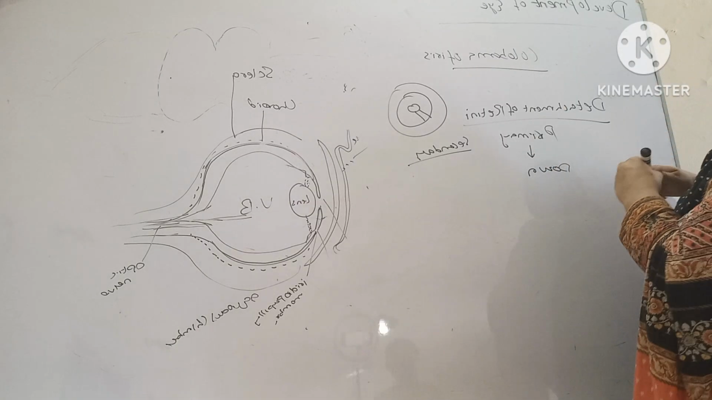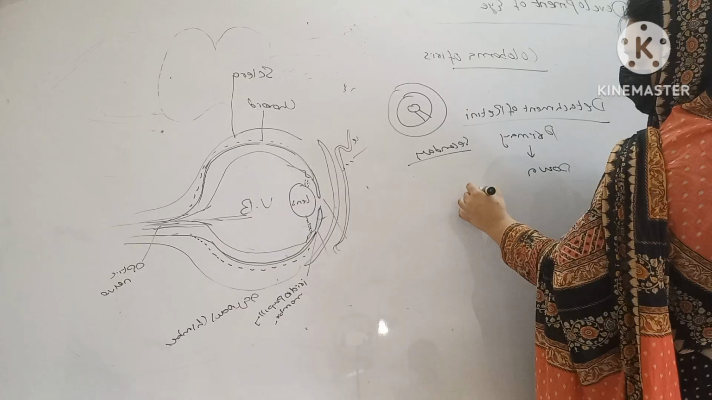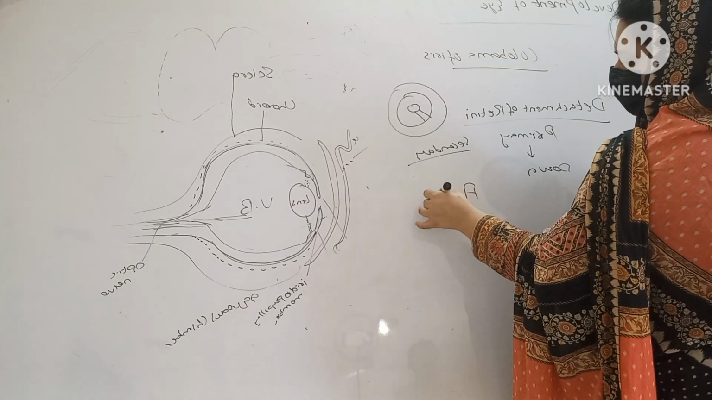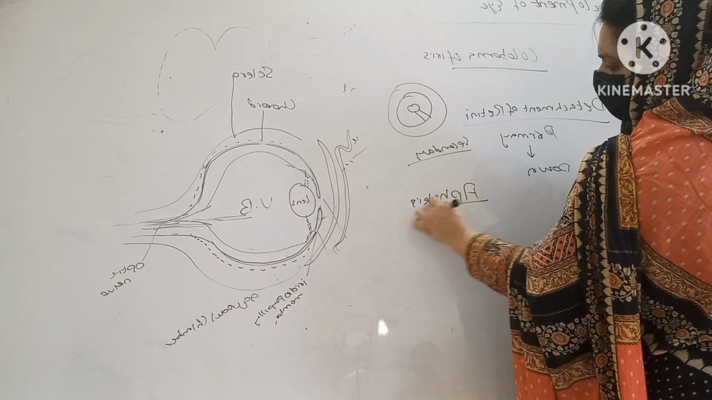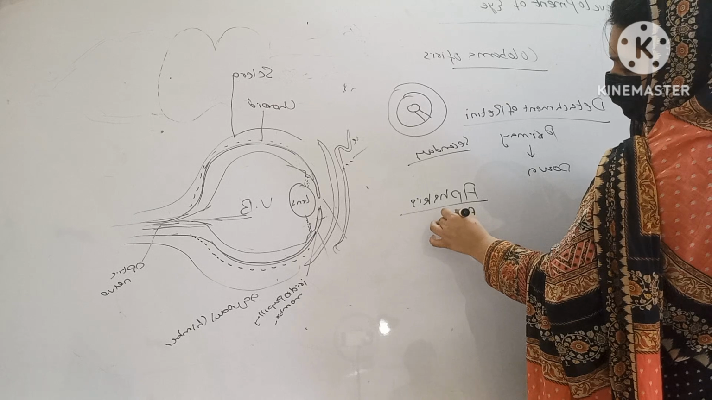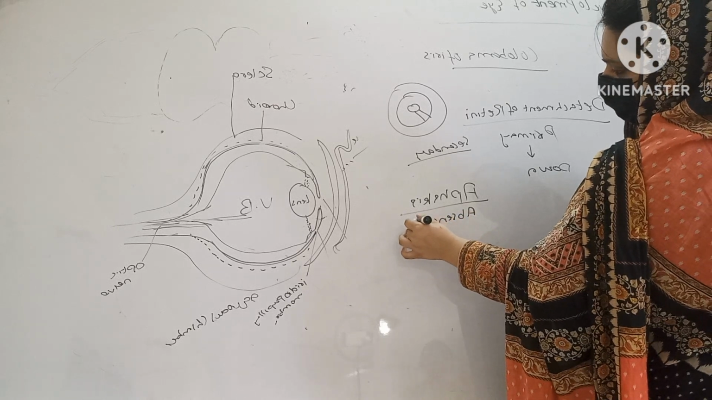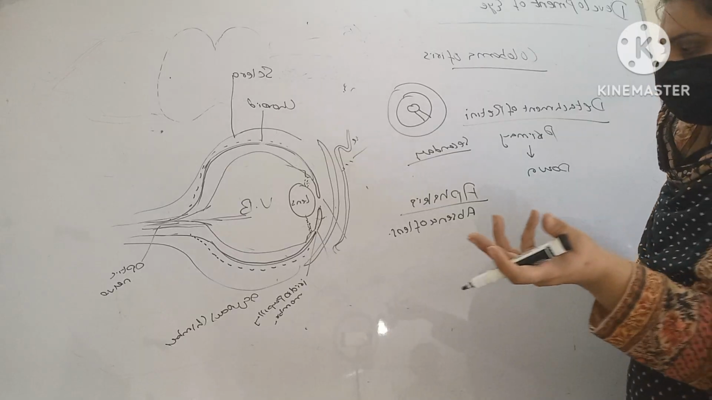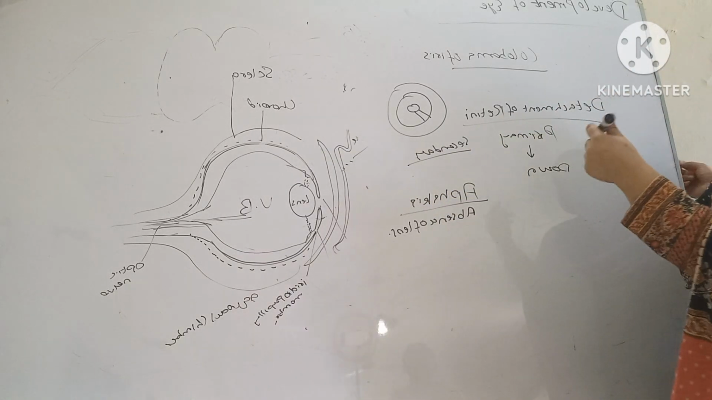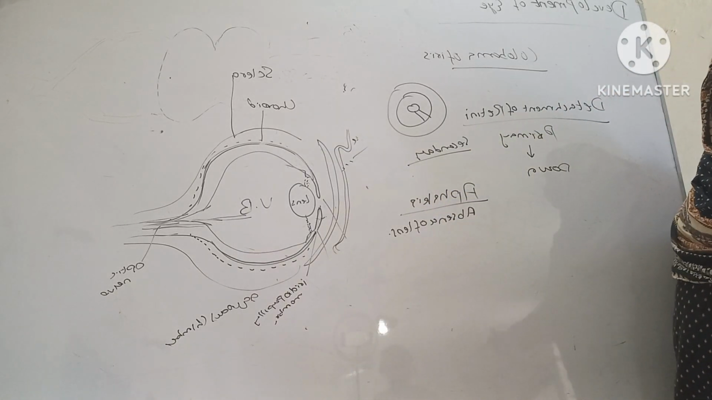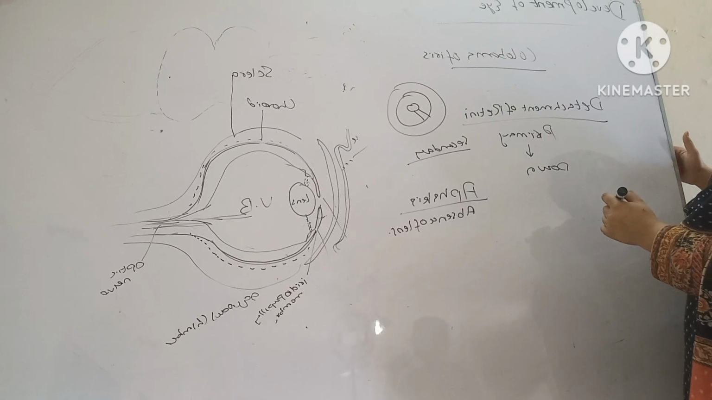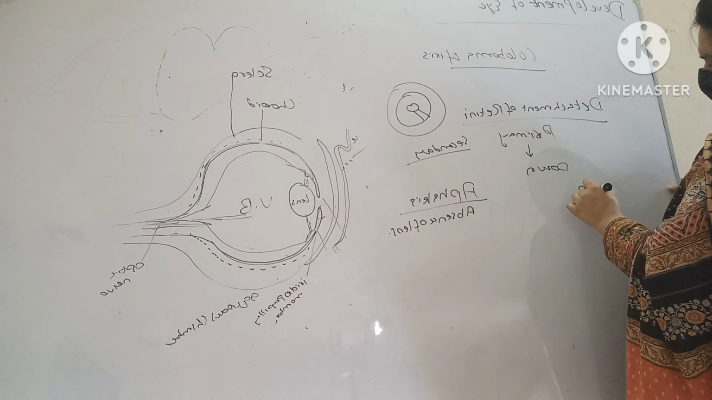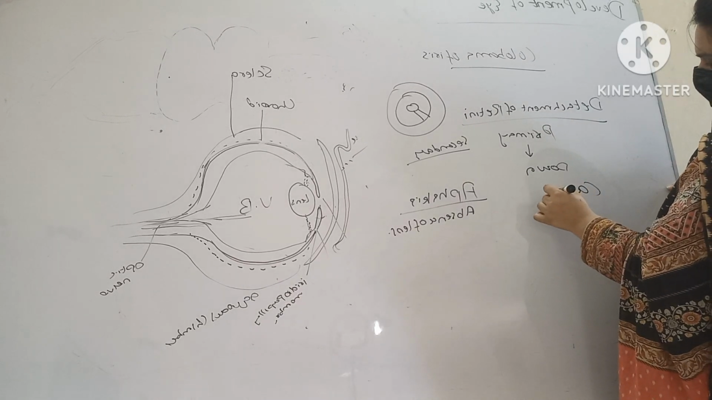There is also a condition of the eye where there is aphakia. What is aphakia? If there is absence of the lens, the lens is not developed, then this is known as aphakia. Then there are also many other conditions. One condition is the cataract, which can be congenital.